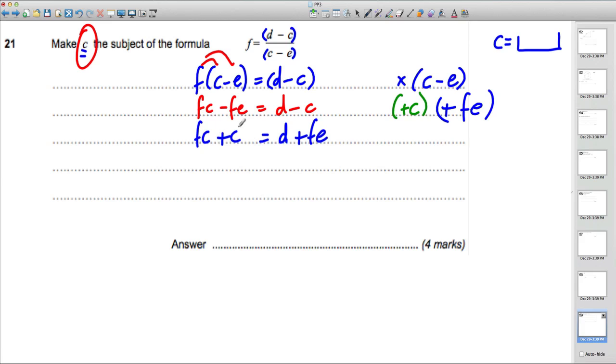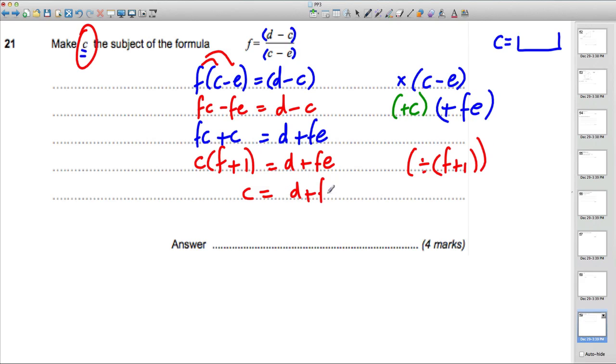Now, this is the step you always then do with these. You factorise out a C. C gets factorised out, so FC divided by C is F, C divided by C is 1, so you get the following. And last step, you divide by the F plus 1 in the brackets, so C is equal to D plus FE all over F plus 1. Okay, simple as that. It's quite a straightforward procedure, it's always the same. Try and learn that and get that right in the exam. Lots of kids will struggle. It's an easy one to pick up some good A-star marks.